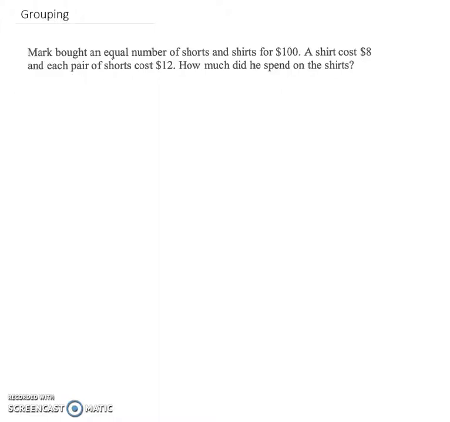Mark bought an equal number of shorts and shirts for $100. A shirt costs $8 and a pair of shorts costs $12. So equal number, therefore one group is equal to one shirt plus one shorts. That's the minimum number, at 1 and 1, equals 12 plus 8. And that's $20.